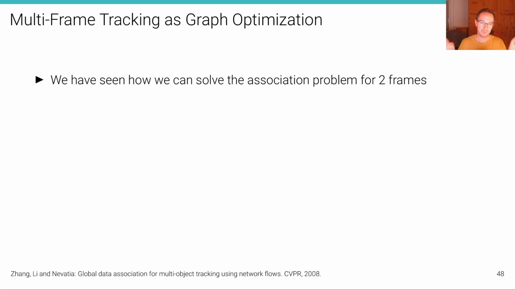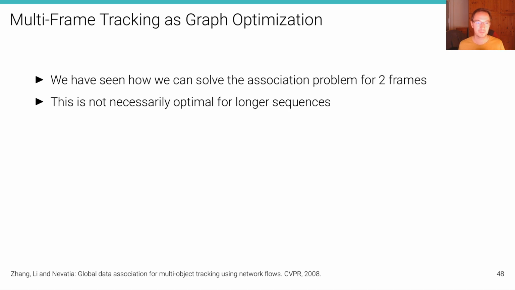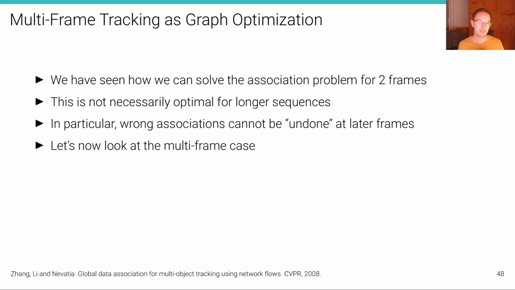So we have seen how we can solve the association problem for 2 frames. It's not necessarily optimal for longer sequences. In particular, wrong associations cannot be undone at later frames. We might commit to something that's going to turn out later on not to be the right thing to do. So let's now look at the multi-frame case.